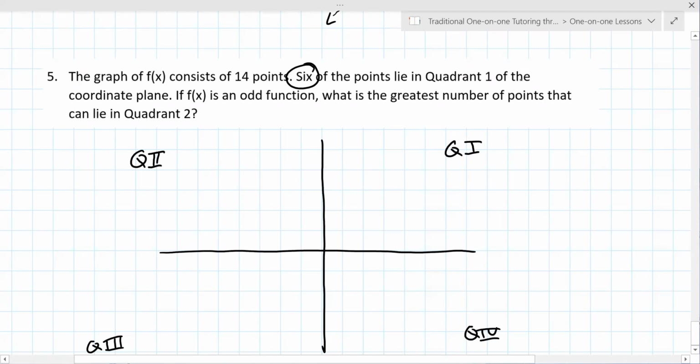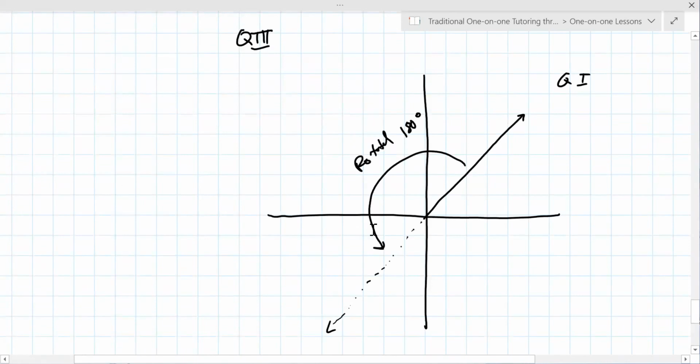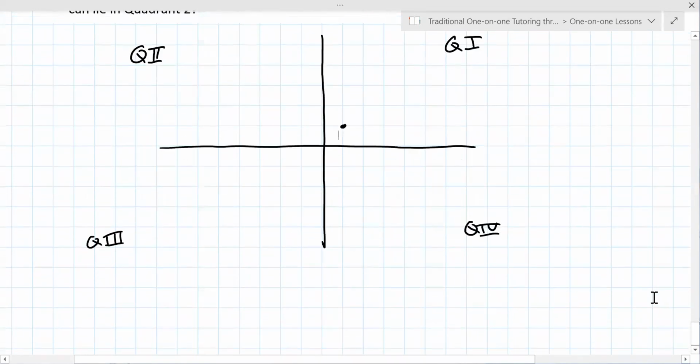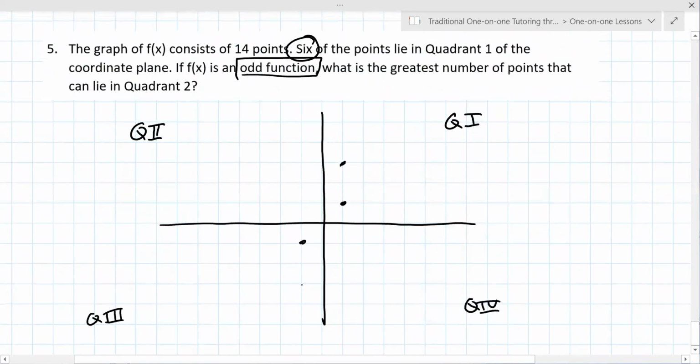So 6 of the points lie in quadrant 1, and they're telling you that it's an odd function. Okay, so let's say the first point is here. I showed you a graph previously. When they're in quadrant 1, where do they rotate to? Quadrant 3. Exactly. So if there's my first point, there's the rotated point. I'm going to make 6 points in this quadrant, and there's going to be 6 points down here.